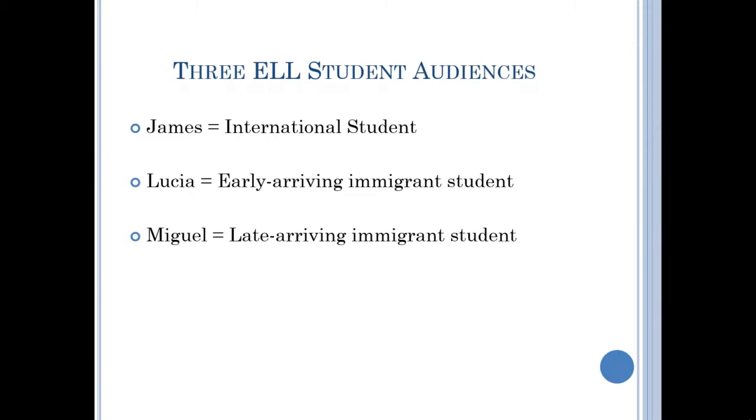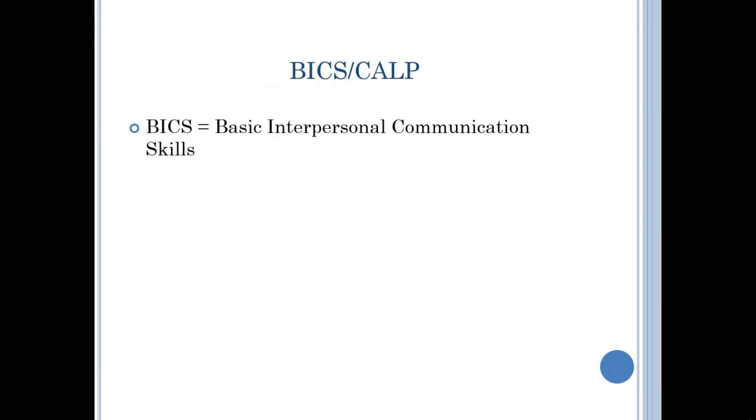So an immigrant student who came here after the age of 10 years old. So three very different audiences, and all of these struggle with very different things. So let's unpack. But before we do, a really important distinction when you're thinking about English language learners.